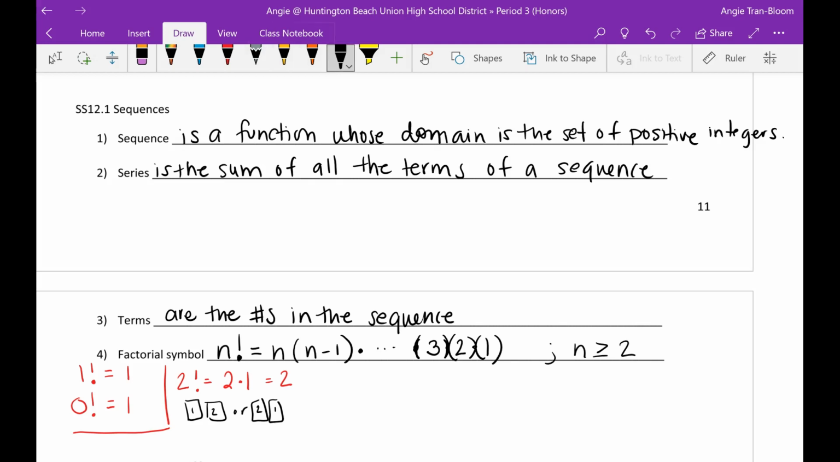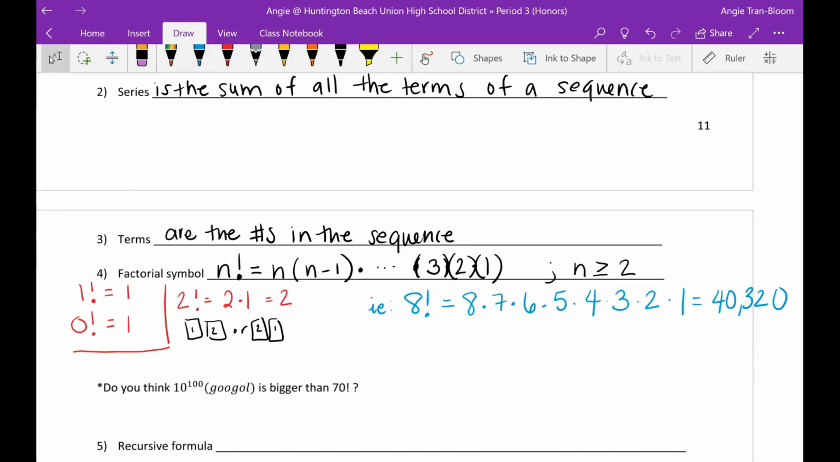So what if I ask you to find, for example, 8 factorial? 8 factorial means 8 times 7 times 6 times 5 times 4 times 3 times 2 times 1. And it's a huge number. 8 factorial is a ginormous number. It's 40,320. So that's what 8 factorial is. So how many ways can you arrange 8 books? Take a wild guess. You're right, 40,320 different ways.